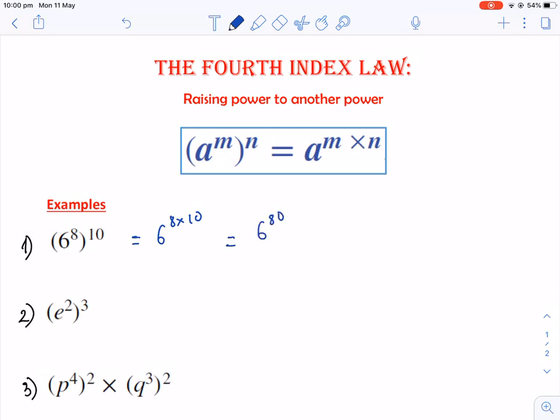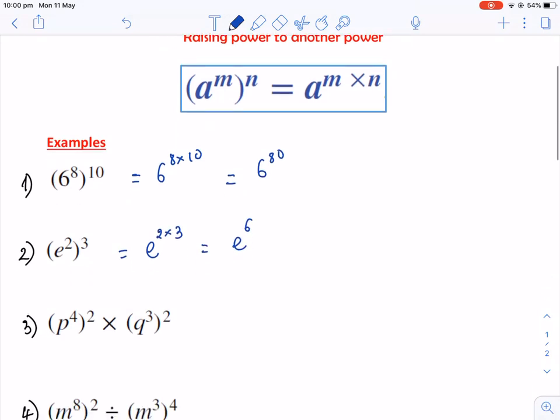How about variables? A variable in question 2 will work exactly the same as a number with the fourth index law. So what you do, you just write the base, which is e, and you multiply the two indices with each other. So it's e to the power 6. Question 3.